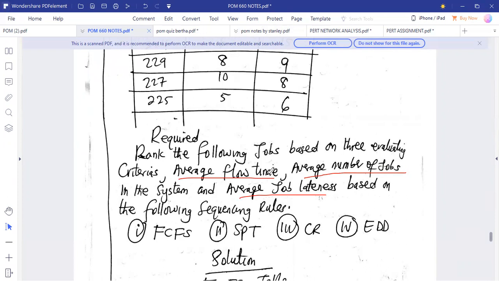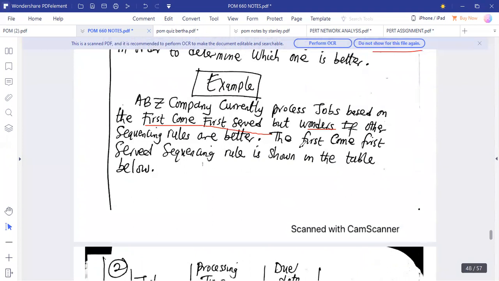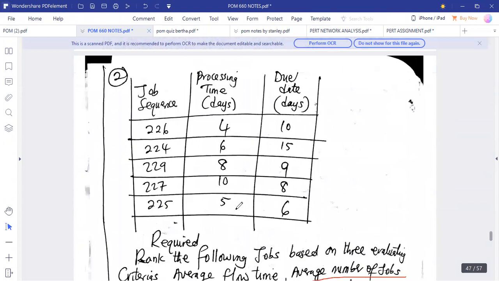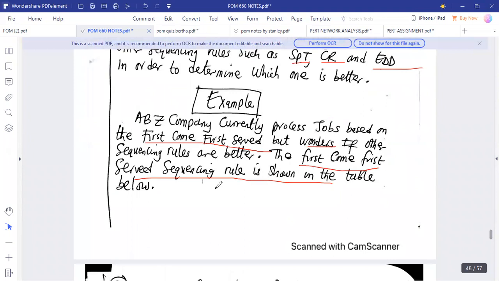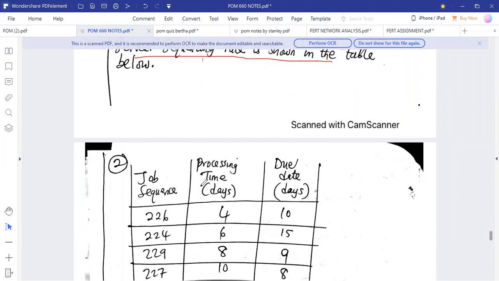All right, so now here we are looking at the first one where we are talking about the first come, first served. The second one is shortest processing time, the critical ratio, and the earliest due date. So the table that has been given here is for the first come, first served sequencing table. And then other sequencing rules like the shortest processing time, the critical ratio, the earliest due date, all these other sequencing rules, they come from the first come, first served sequencing. In an exam, they only give you the first come, first served sequencing rule table. That is just what they'll give you.